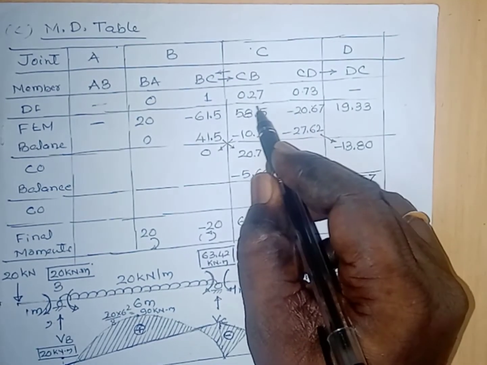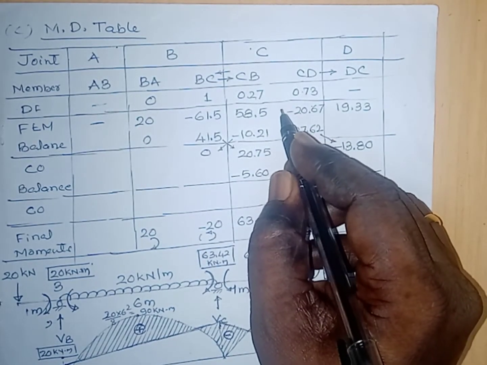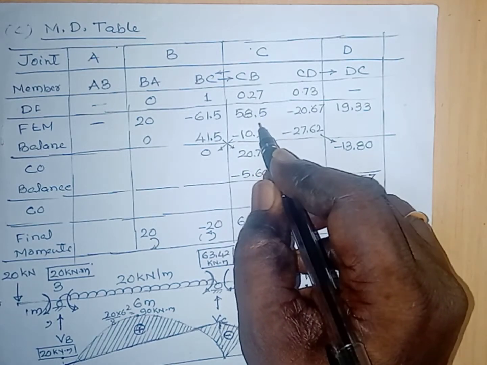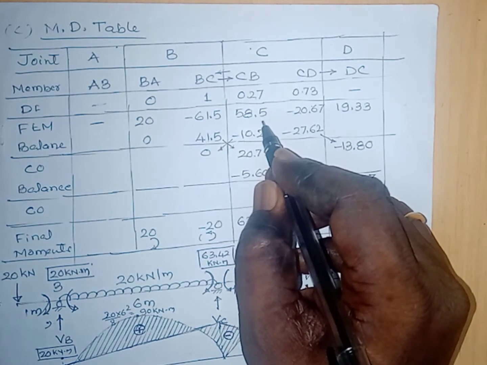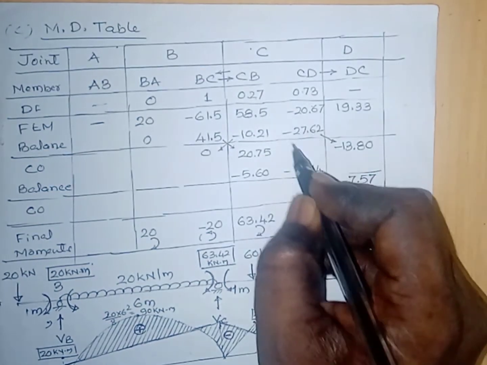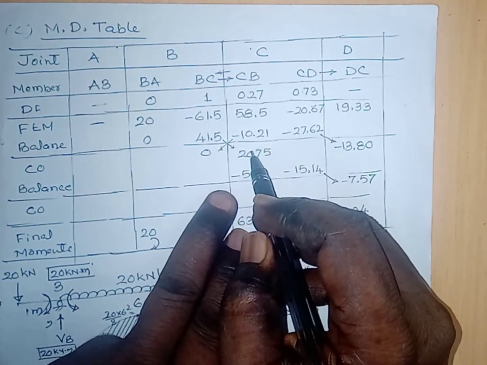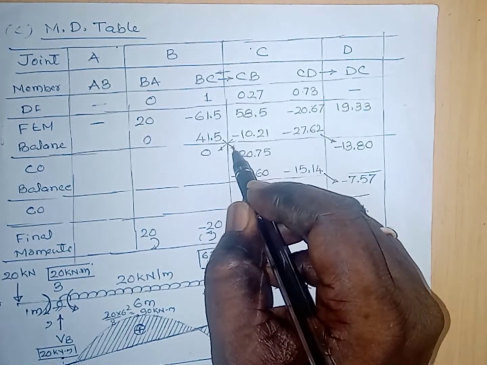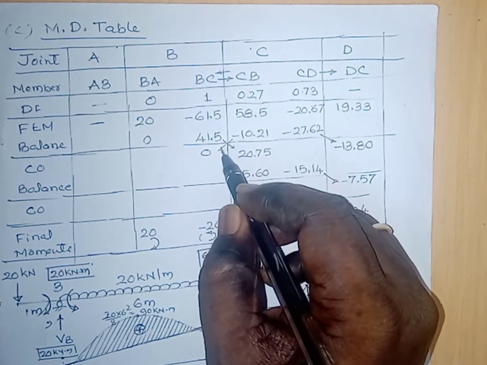Now if we add all these values, you will get 0. That is, in the slope deflection equation we have studied, MCB plus MCD must be equal to 0, or the summation of the moments at C equals 0. Now the first cycle we have completed. Then there is a carryover. When the equilibrium condition is reached, the moments are redistributed among them.